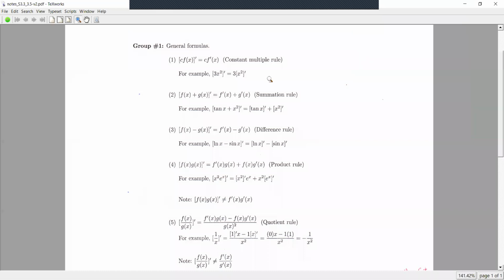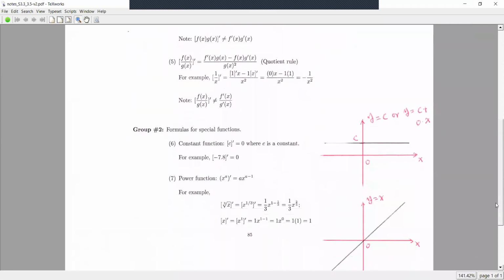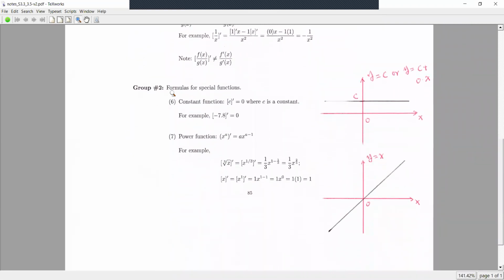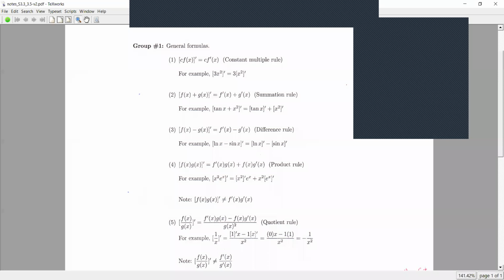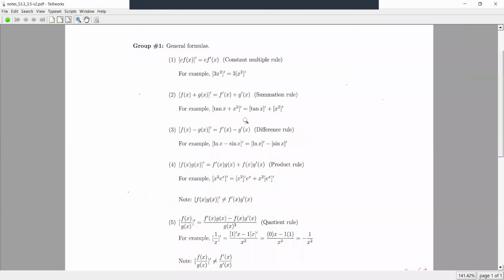There are 10 formulas. I divide the 10 formulas into 2 groups, and I name the first group as general formulas. The formulas in this group work for general functions. I name the second group as formulas for special functions. The formulas in this group are only for special functions. Now, let me present the formulas in group number 1.